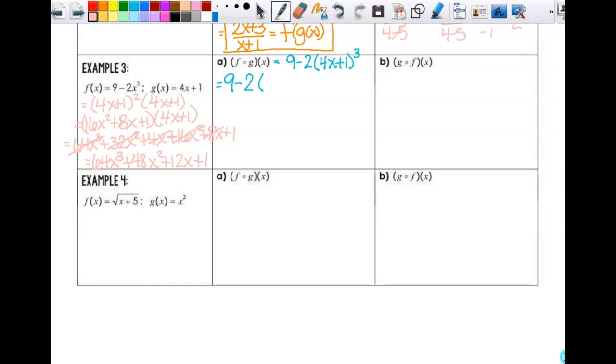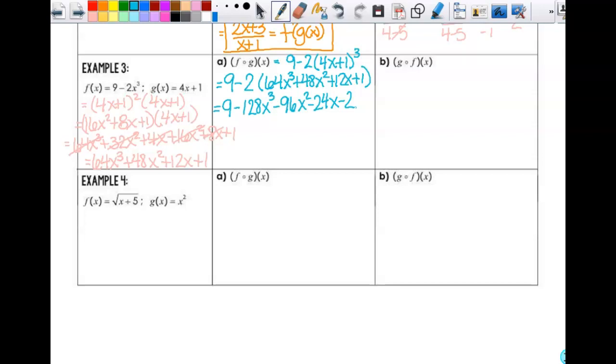All right, so now I substitute that back in right here. And this is 64x cubed plus 48x squared plus 12x plus 1. What's my next step? Distribute, yes. So I've got 9 minus 128. Ooh, that's not a 28. 128x cubed minus 96x squared minus 24x minus 2.